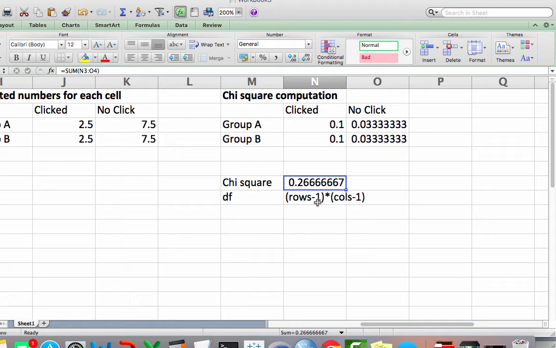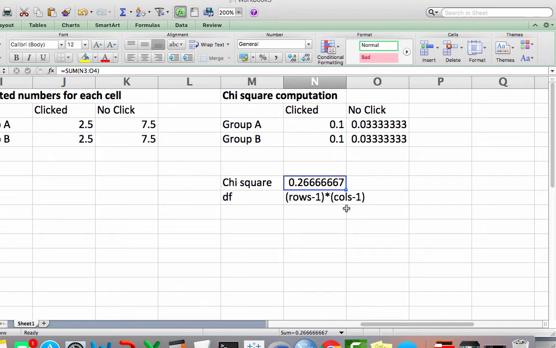It's similar to that for the t-test. This one is rows minus 1 times columns minus 1. So we have 2 rows and we have 2 columns. This is a 2 by 2 chi-square. 2 minus 1 is 1, times columns minus 1, which would be 2 minus 1 is 1. So 1 times 1 equals 1. So for this 2 by 2, we have degrees of freedom that equals 1.